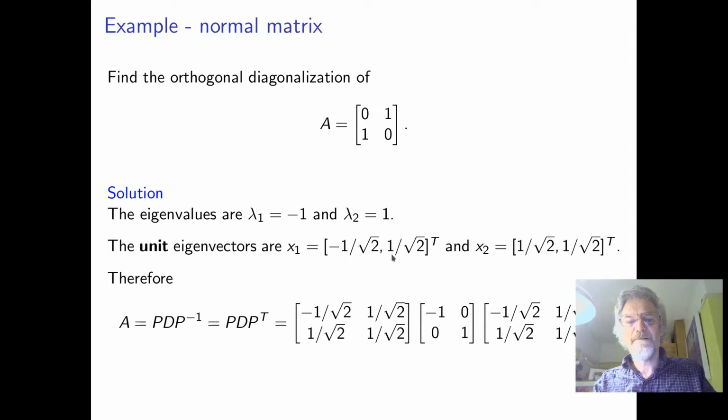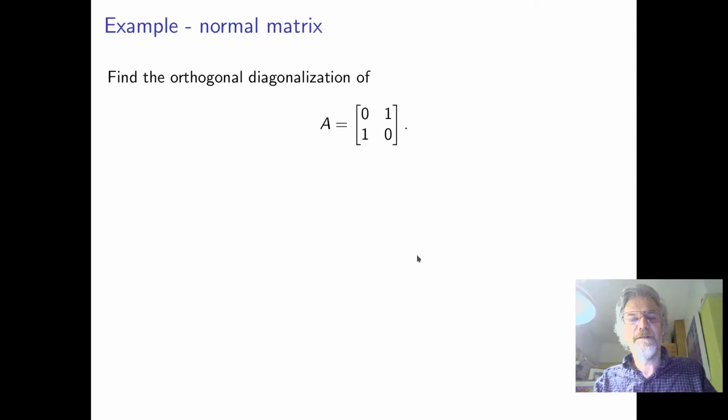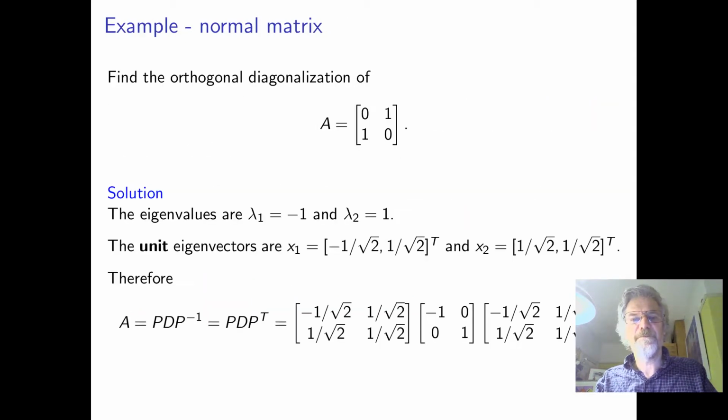But if we want a unit vector, we want the length to be 1. Say we started with (1, 1) as our example of an eigenvector. The length of that is the square root of 1 plus 1, which is root 2. So we divide by root 2 and we get a vector whose length is 1. And so in this case, P inverse is just the same as P transpose. If we multiply this out, the eigenvalues are -1 and 1.